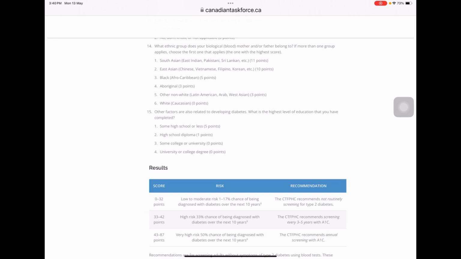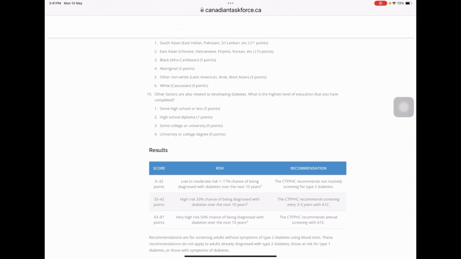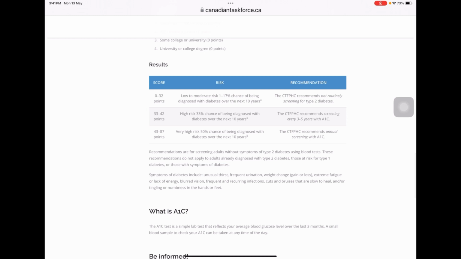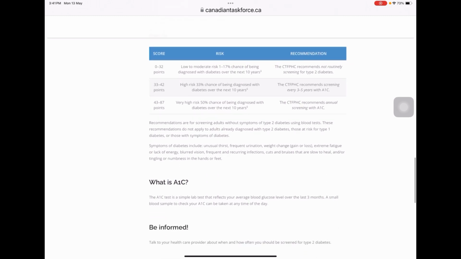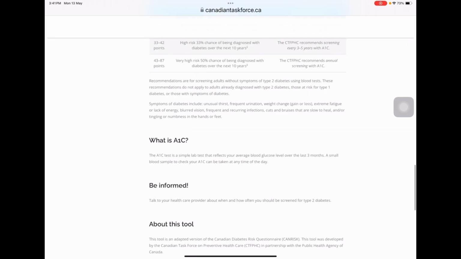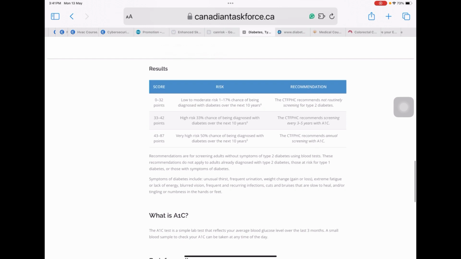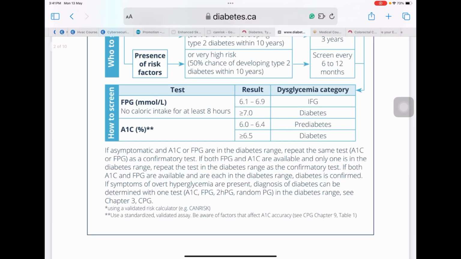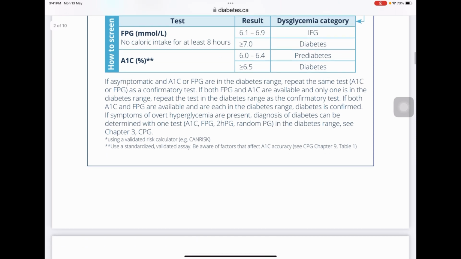And level of education. So the more educated the patient is, the fewer points. Let's say university has 0 points, colleges have 0 points, and that's how it is. And then this is the chart for seeing the recommendations. Okay, so for low risk, 0 to 32, Canadian Task Force recommends not routinely screening for type 2 diabetes. 33 to 42, recommend every 3 to 5 years, and 43 to 85, that's what we read, so we need to recommend annual screening, or let's say 6 months to 12 months. So these are the website specifics that you need to look into before you dig into the books, because these are the most accurate ones.